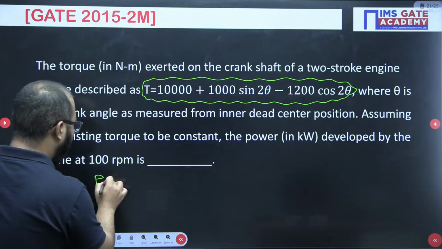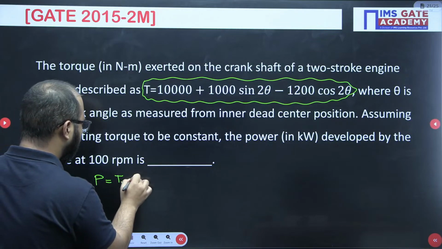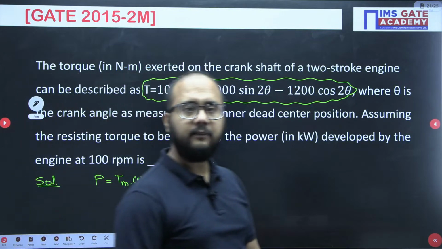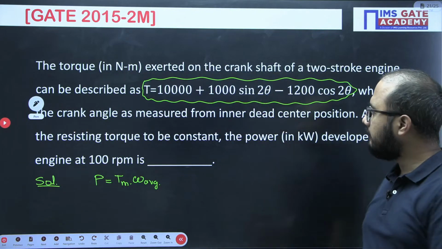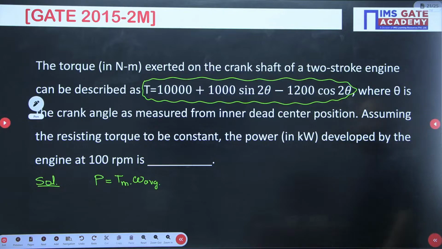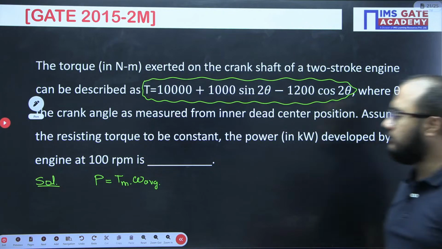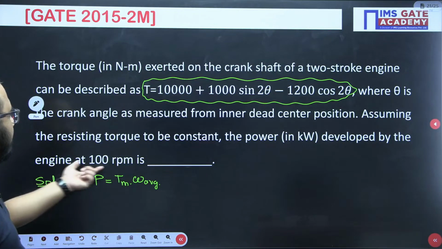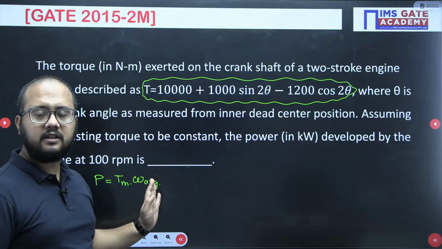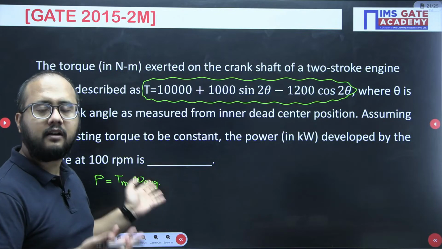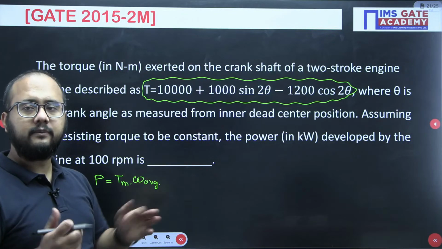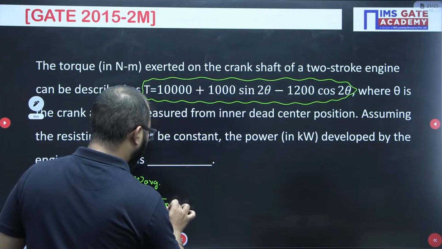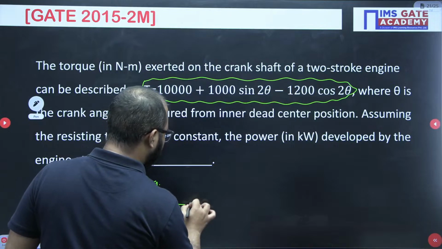Now, what is the power formula? The mean torque multiplied by omega average. Now how will you calculate this power? For that, the mean torque developed by the engine at 100 RPM is required. The 100 rpm is given, so accordingly I can calculate omega also, 2 pi n by 60. That is not a problem here. The problem is the mean torque. How will you calculate the mean torque? That is the question mark.